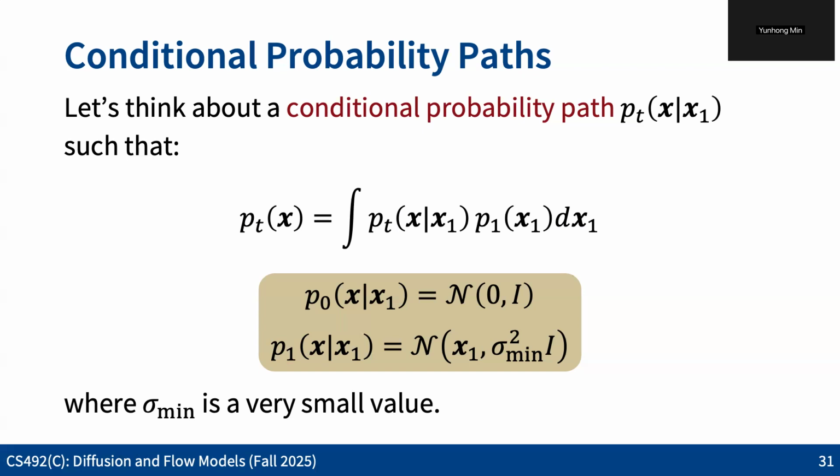So for this conditional setup, what we are going to see is that now we assume that given any sample x1, the data distribution is a very small Gaussian centered at the specific point x1. In this way, we get back to the marginal probability path pt from the conditional path by taking the integral. So that's basically what we are going to do.